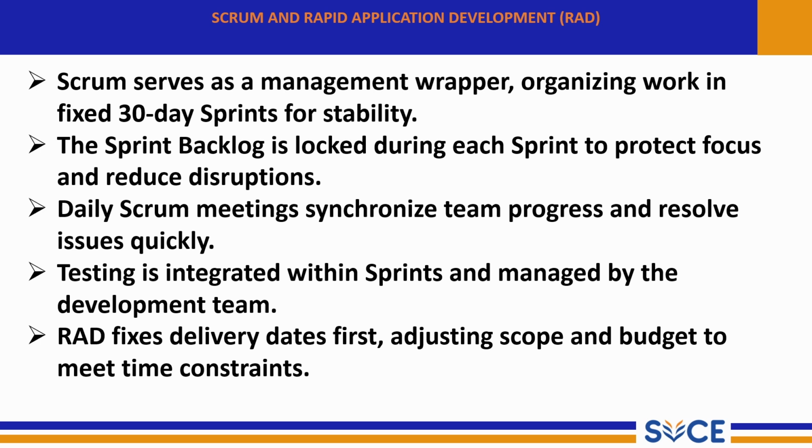Scrum serves as a management wrapper, organizing work in fixed 30-day sprints for stability. Scrum is an agile framework used to manage projects. It divides the work into fixed time periods called sprints. Traditionally, each sprint lasts 30 days, but in modern Scrum, it is often 2 to 4 weeks. These fixed time frames bring discipline, focus and predictability to the project.